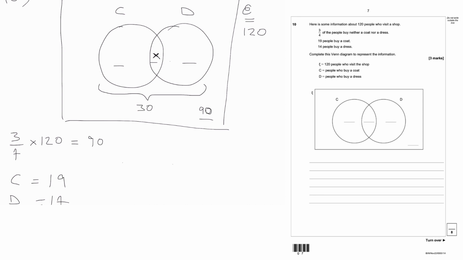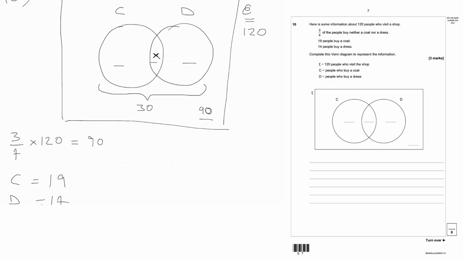We also don't know who bought just a coat or just a dress. All we know is that 19 people bought a coat, but they may have also bought a dress. Likewise, 14 people bought a dress, but they may have also bought a coat. So let's call this value intersecting C and D as X.